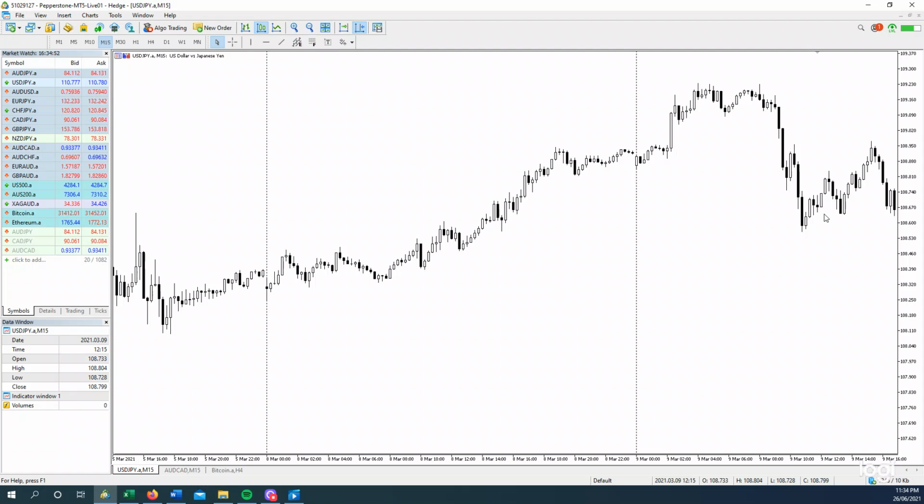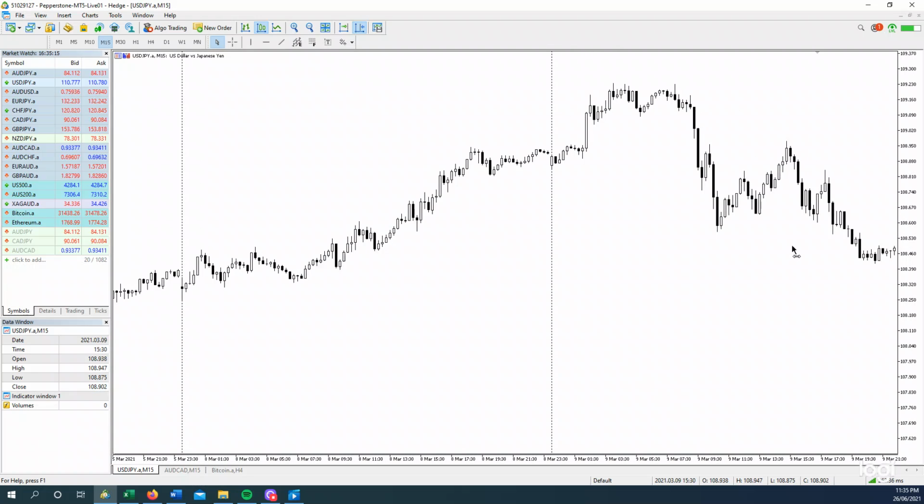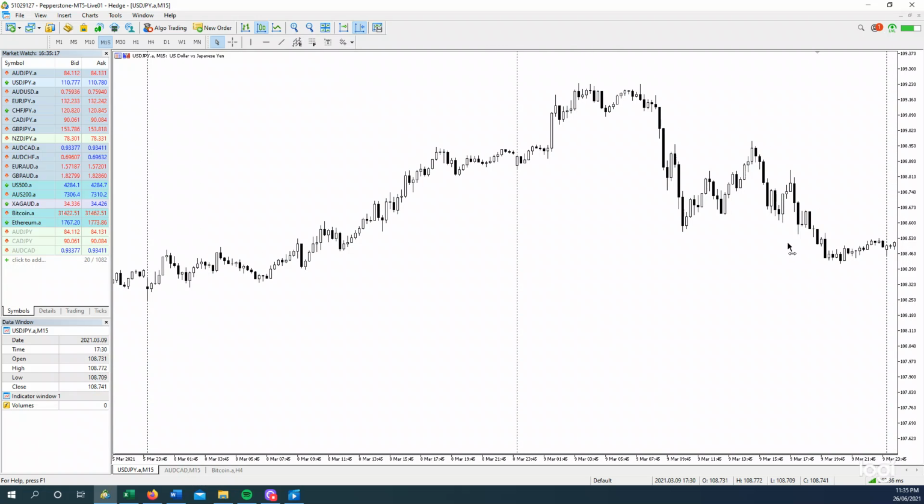Now this dotted vertical line here is a period separator. I use this to show me the New York close of the day. So that shows me the New York close, and then there's a few hours of a nothing period before the Asian open again. So I want to get up to that time, so I'll go up to the dotted line. With my trading strategy, I don't actually trade until after the Asian open.